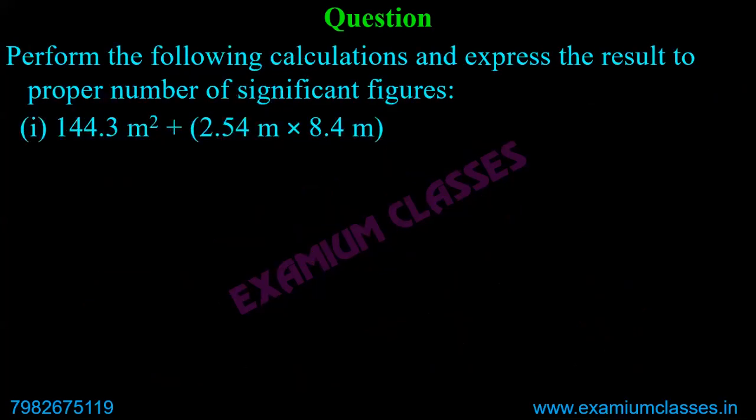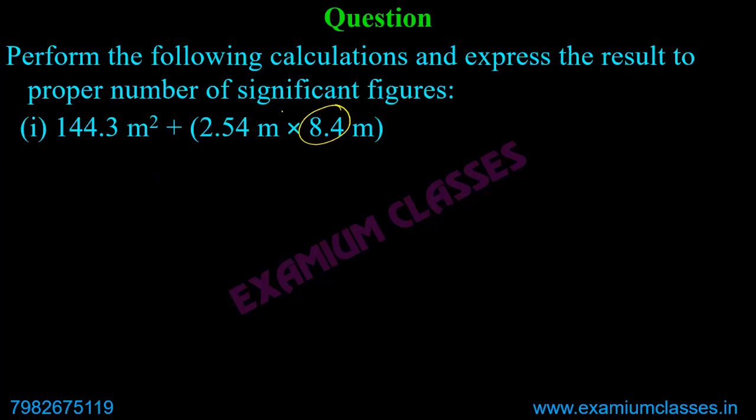Next question. Perform the following calculations and express the result to the proper number of significant figures. So first, you will do the brackets and multiplication. Calculations anyway will be as per the BODMAS rule. So 2.54 multiplied by 8.4. This result will have 2 significant figures only because 8.4 has only 2 significant figures.